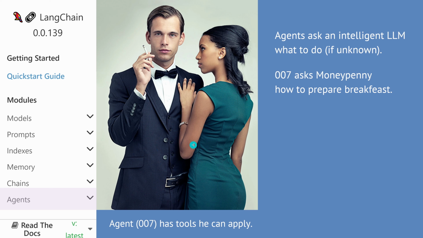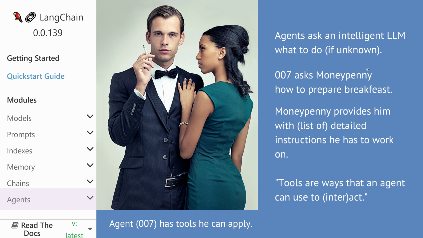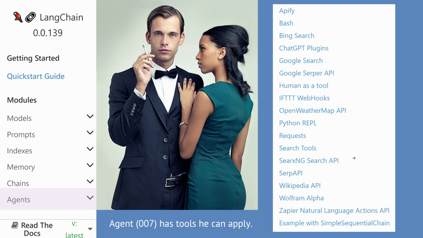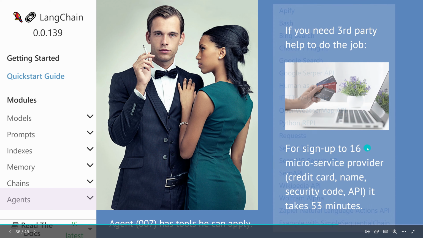Now imagine this on a human level. So our beautiful agent 007 now asks Moneypenny how to prepare, for a specific task, how to prepare breakfast. Now Moneypenny provides him with a list of detailed instructions that he has to work on. This is exactly what our LangChain agent would do. Now we have 007 doing exactly the same way. And you remember, tools are ways that an agent can use to interact with his environment, with his ecosystem, with other agents. So beautiful. And if you ask for the tools, yes, again, this is the list of tools.